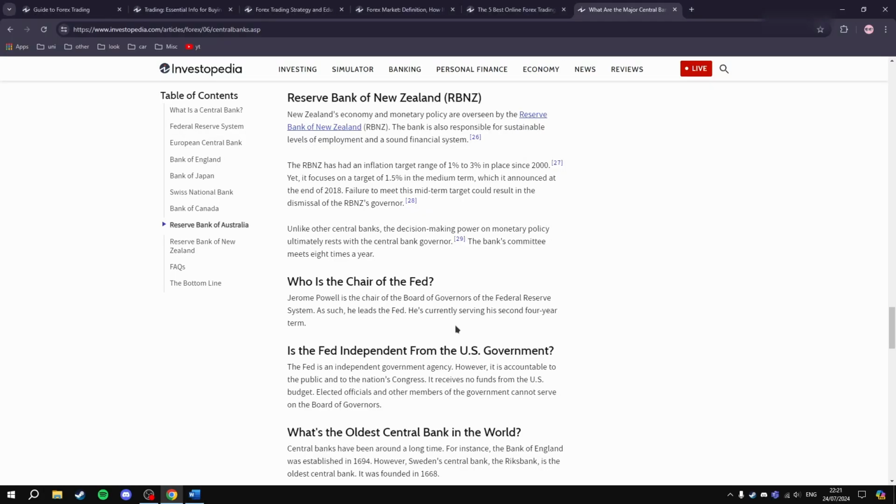The Reserve Bank of New Zealand has had an inflation target range of 1% to 3% in place since 2000, yet it focuses on a target of 1.5% in the medium term, which it announced at the end of 2018. Failure to meet this mid-term target could result in the dismissal of the Reserve Bank of New Zealand's governor.